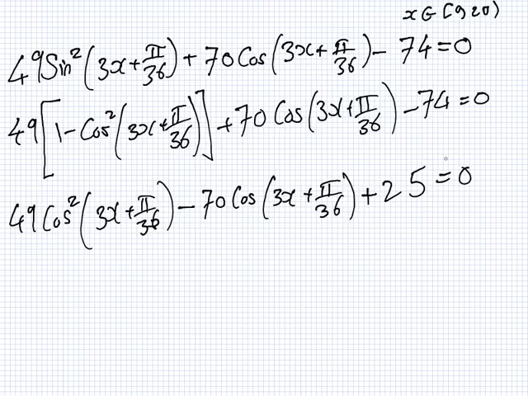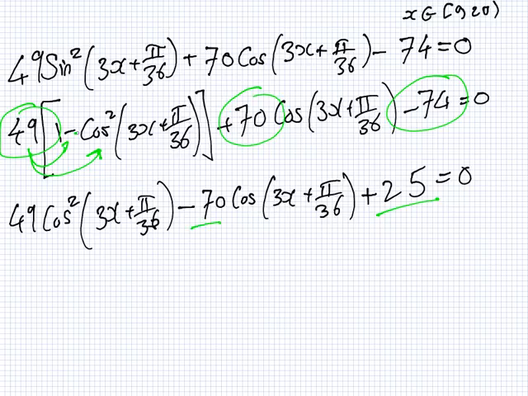Can you see why I expanded? Look, I multiplied in the 49 and I took the 49 and the 74 to the right. It becomes 25. I took this to the right, it becomes minus. And I took this minus cos to the right and it becomes plus. I'm just cleaning, that's all. I expand and move everything to the right. Make it simpler.